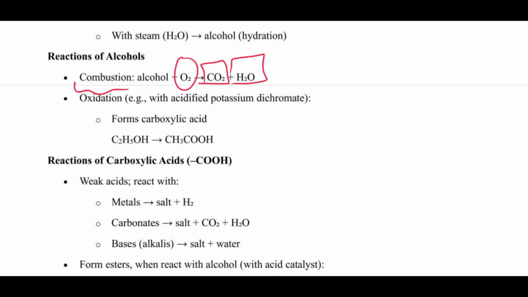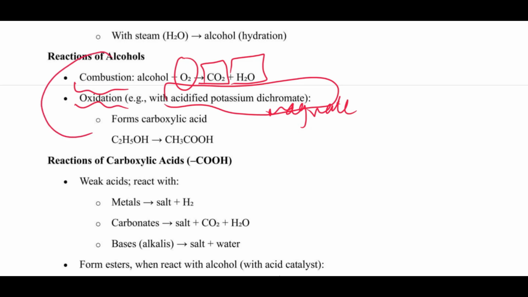There is another reaction that takes place when alcohols react with monoatomic oxygen. It's not a molecule, it is just a monoatomic oxygen, and it will usually come from an oxidizing agent that is called potassium dichromate or potassium manganate. Okay, so it can be acidified potassium dichromate or potassium manganate. So what will be your product now? The alcohol will change into another homologous series, that is carboxylic acid.